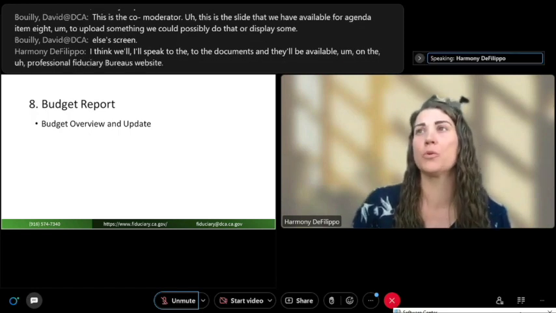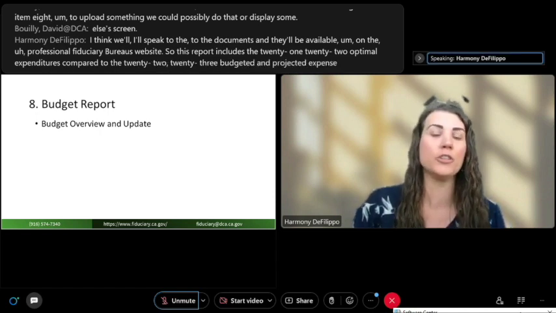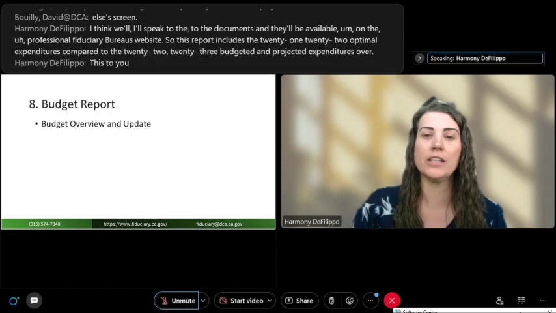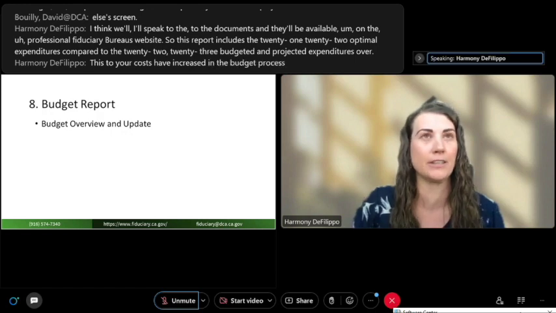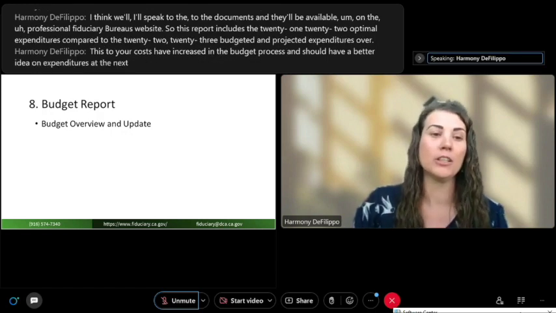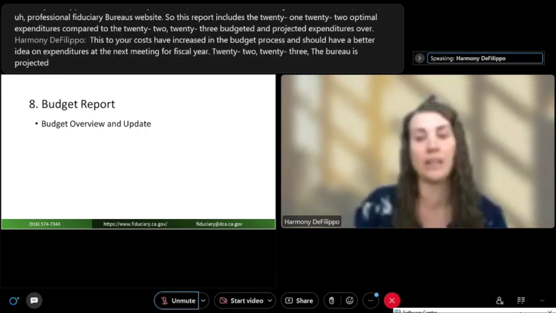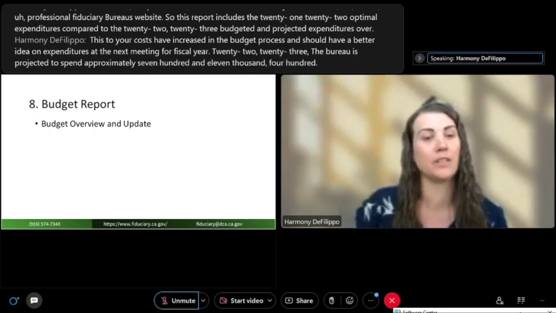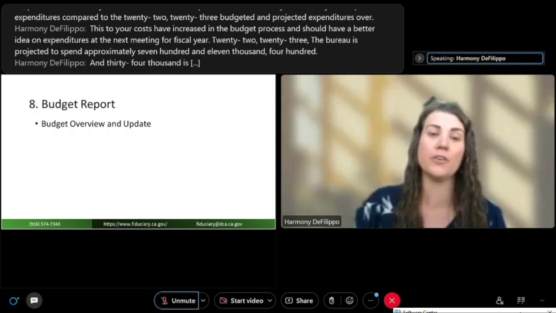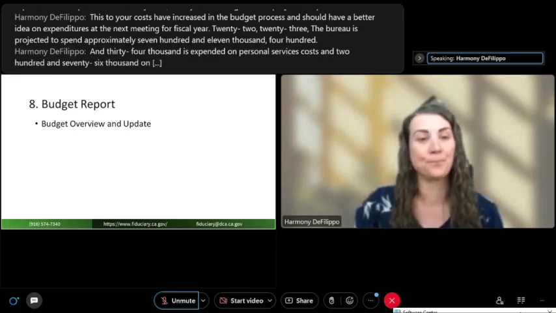So this report includes the 21-22 actual expenditures compared to the 22-23 budgeted and projected expenditures. Over this 2-year period, costs have increased. However, we are still early in the budget process and should have a better idea on expenditures at the next meeting. For fiscal year 22-23, the Bureau is projected to spend approximately $711,000, of which $434,000 is expended on personal services costs and $276,000 on operating expenses and equipment, OE&E.